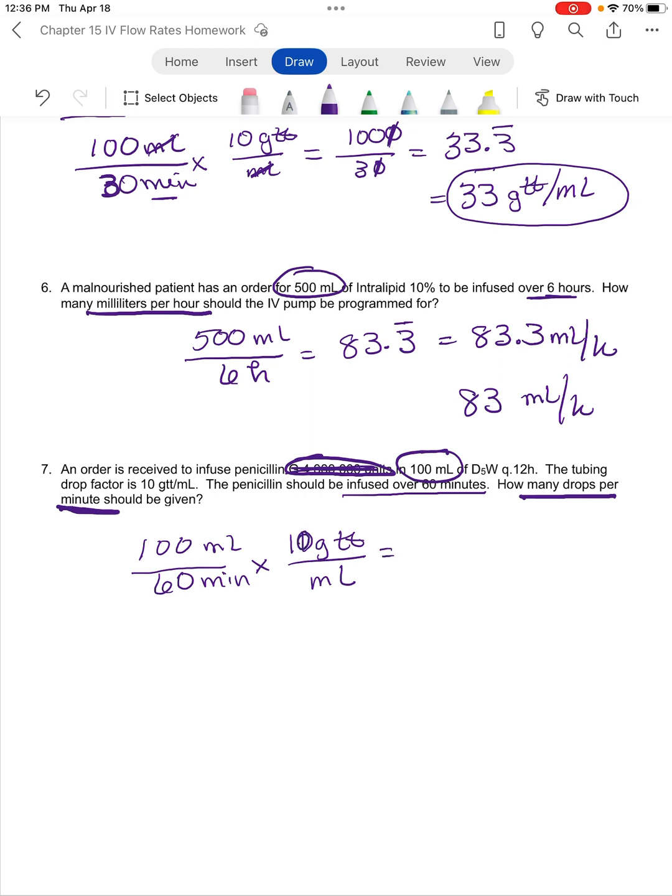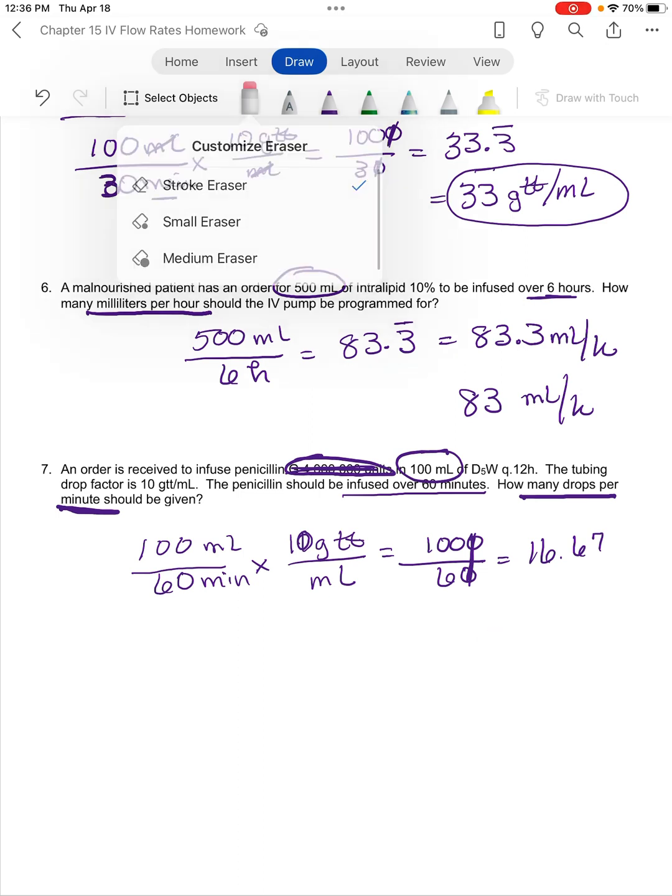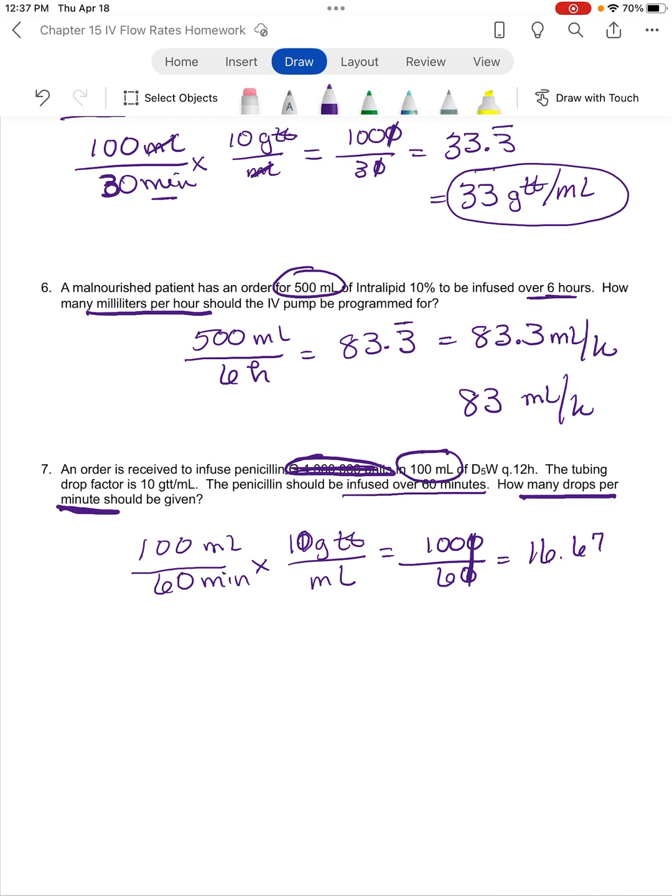So 100 times 10 is 1,000. 60 times 1 is 60. Again, I'm going to cancel my zeros. So 100 divided by 6 is 16.67, or 16.6 repeating. I'm going to go ahead and round it. Oh, I can't round it like that because this is drops per minute. So I would round it to the whole. So 16.6 rounds to 17 drops per minute. And that's it. Again, don't overthink these. These are not that hard.